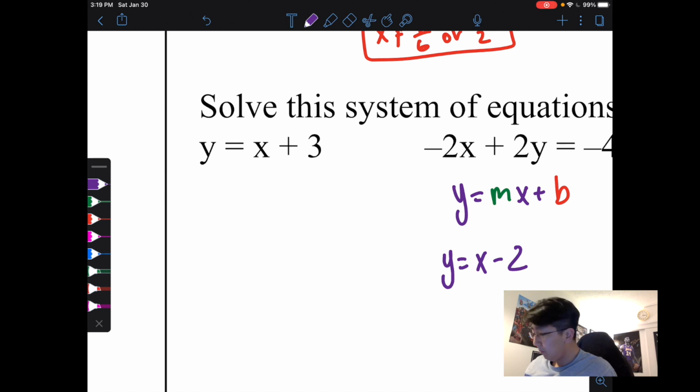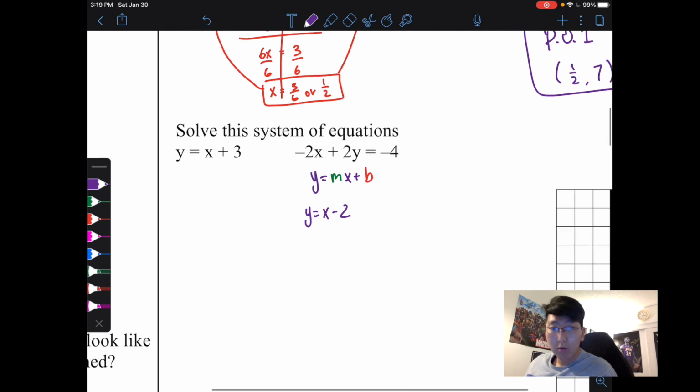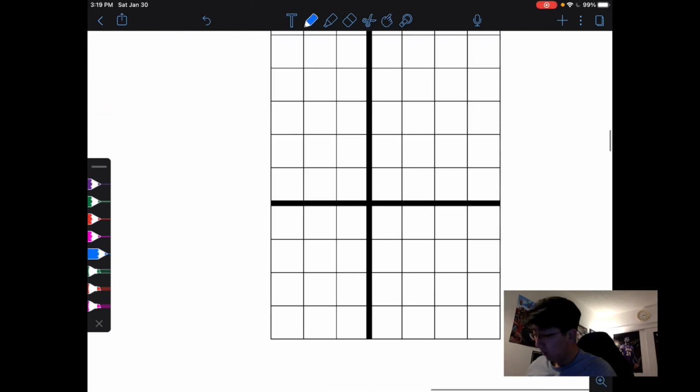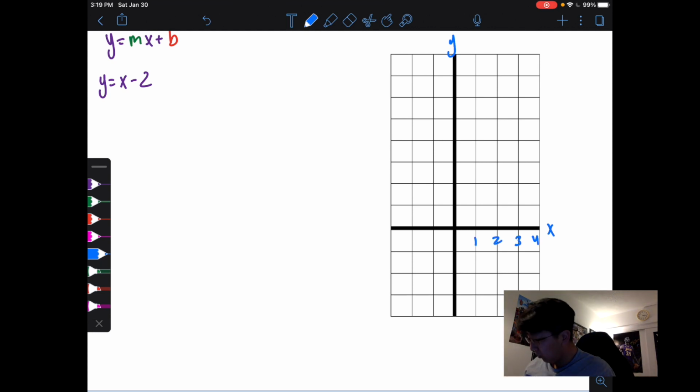Okay? And so for this one, we can solve using the equal value method, or we can also graph. So I'm going to go ahead and graph this first. Which one's our x-axis and which one's our y-axis? X is horizontal, y is vertical, right? Our y-axis. So we'll go ahead and scale it. 1, 2, 3, 4, -1, -2, -3, 1, 2, 3, 4, 5, 6, 7, 8, -1, -2, -3, -4.